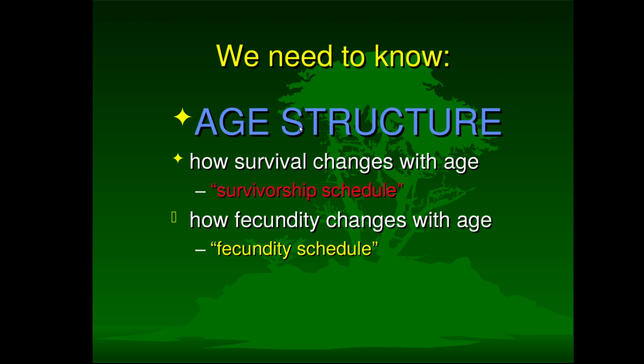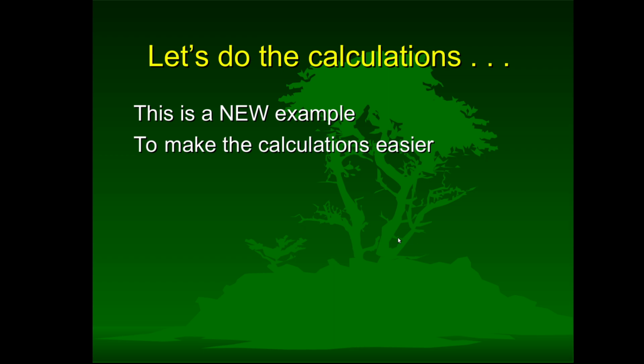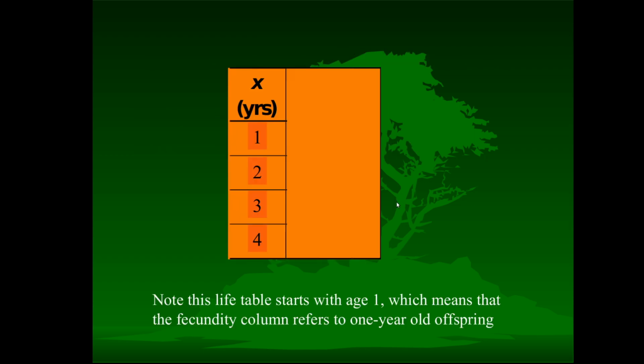So we need to know the age structure. We need to know how survival changes with age, and that's the survivorship schedule, and how fecundity changes with age, and that's the fecundity schedule. All right, so let's figure it out. We're going to put together a new example, with simply easier numbers. So here's the life table.